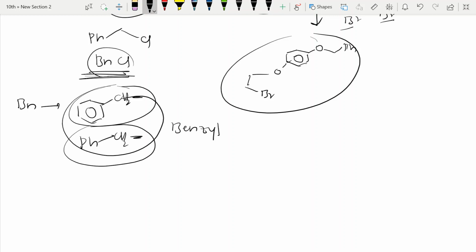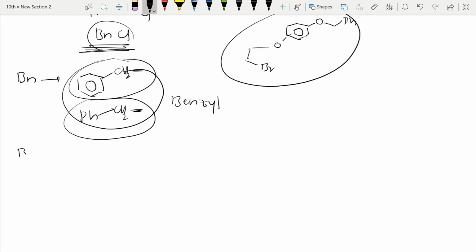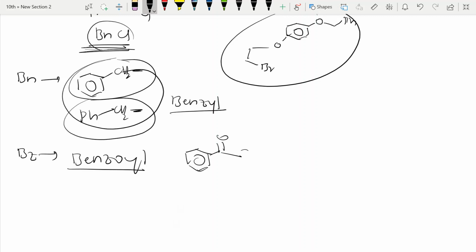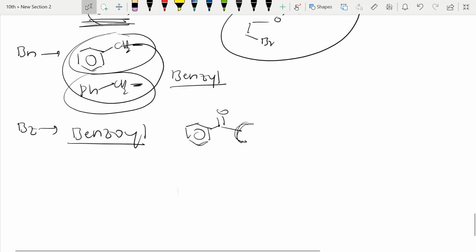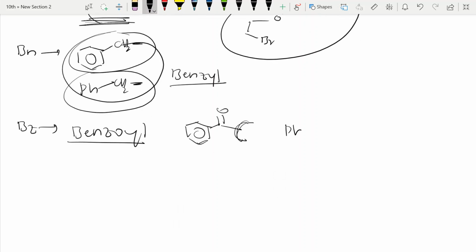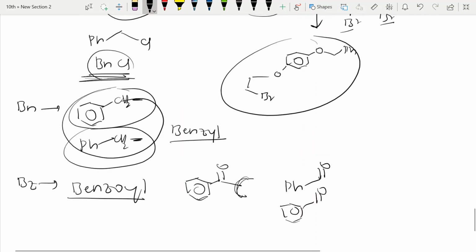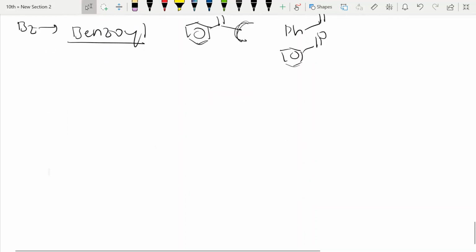So this is benzyl. And Bz, that thing also you should remember, that is nothing but benzoyl. This is benzyl and this is benzoyl. Benzoyl structure will be like this, CO, and this will be attached to something else, right. So we will simply write as PhCO, or benzene ring with CO. This is nothing but benzoyl, and that which I have explained, this is nothing but benzyl, right. I hope you got it, right.